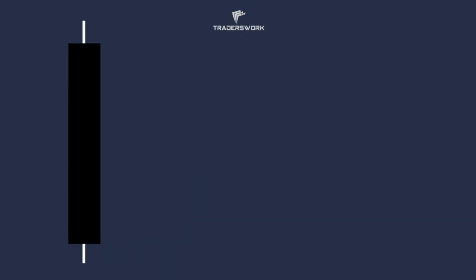Let's take a look at what a candlestick represents. There are three main things to pay attention to when it comes to reading candlesticks: the body of the candle, the wick, and the body in relation to the wick. The body, or the candlestick itself, shows you the open and closing prices.